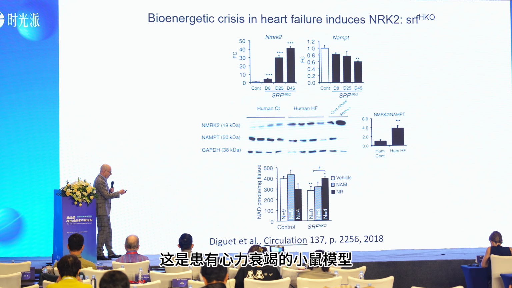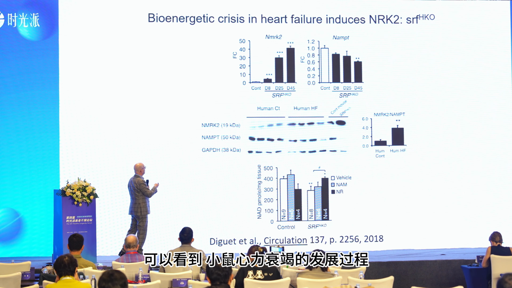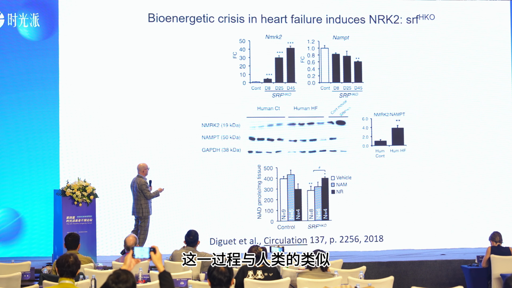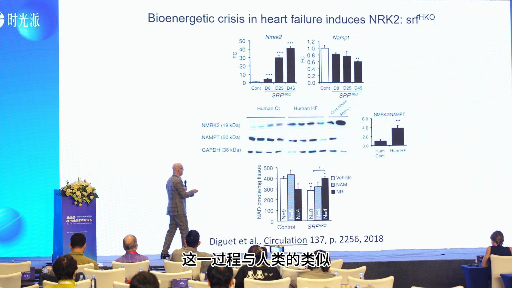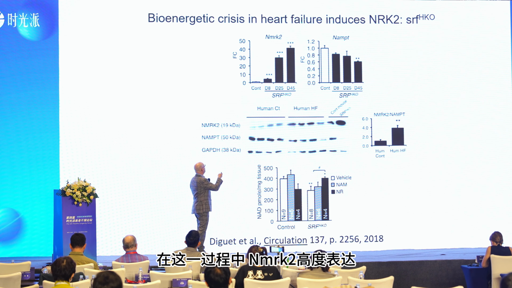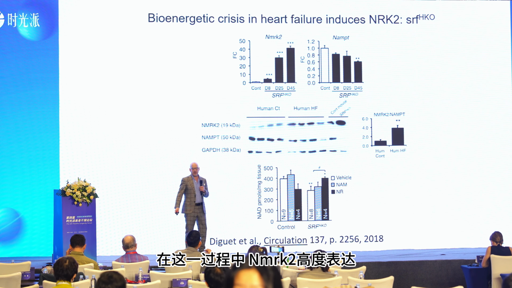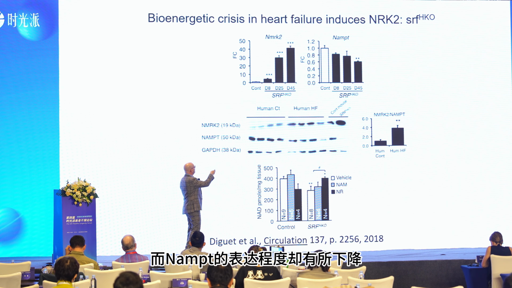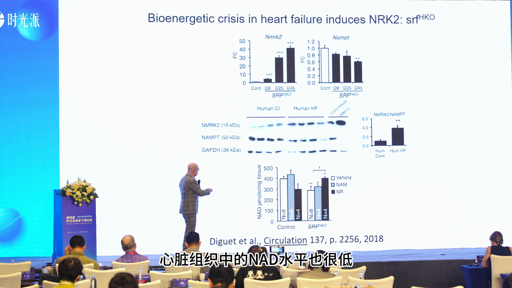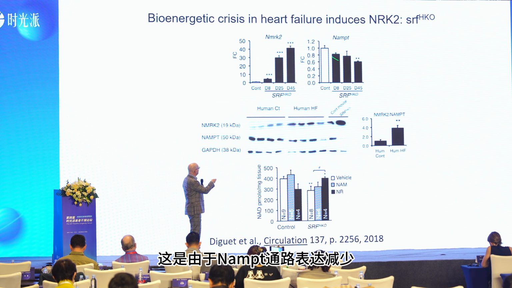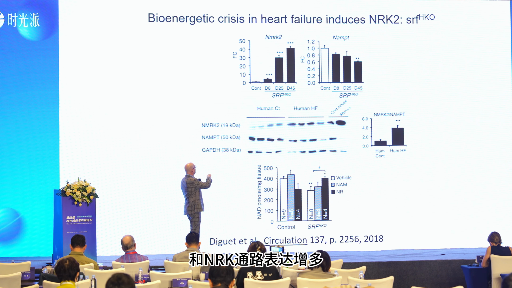This is a mouse model of heart failure, and what you can see is that in the development of the mouse heart failure, and this is recapitulated in humans, there's super high expression of nicotinamide riboside kinase 2 with declining expression of NAD. There's also low cardiac NAD, because of the declining expression of the NAMPT pathway and the jacked up expression of the nicotinamide riboside kinase pathway.